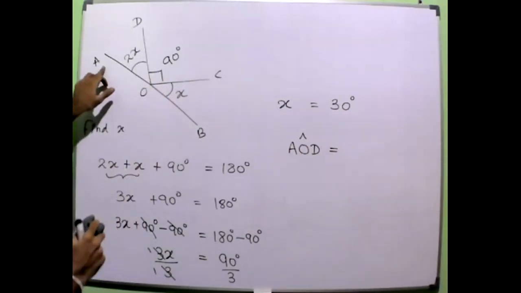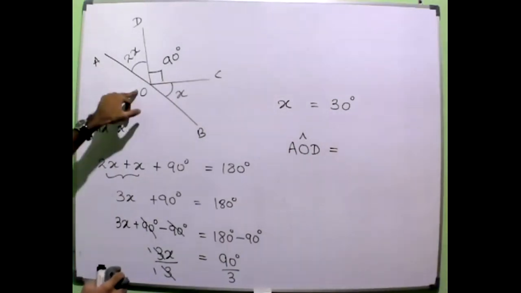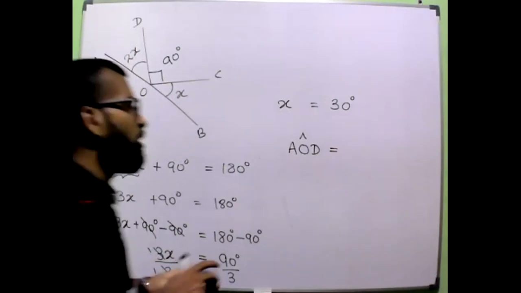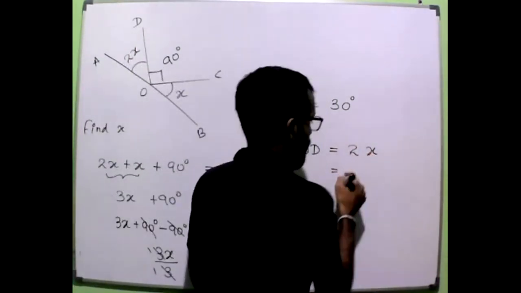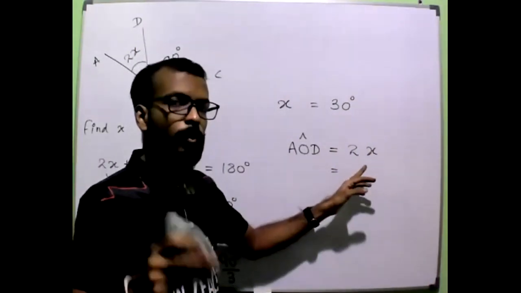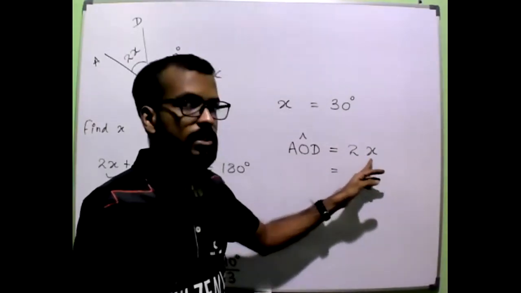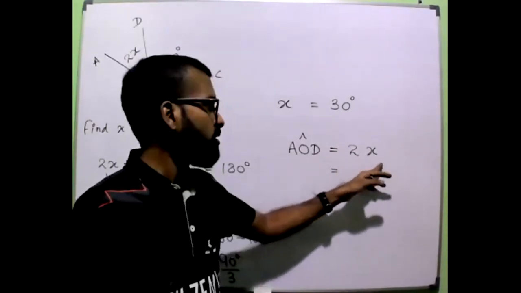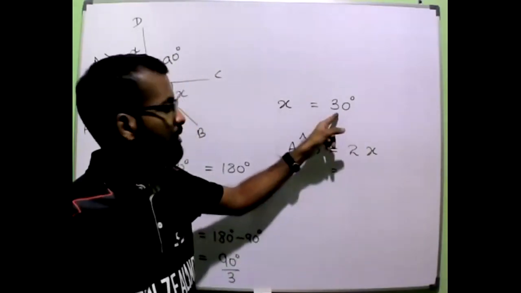So, by looking at the figure, A or D equals 2x. 2x, 2 times x. Right? How do you read this? 2x is okay, but mathematically, how do you read it? 2 times x. X means 30.